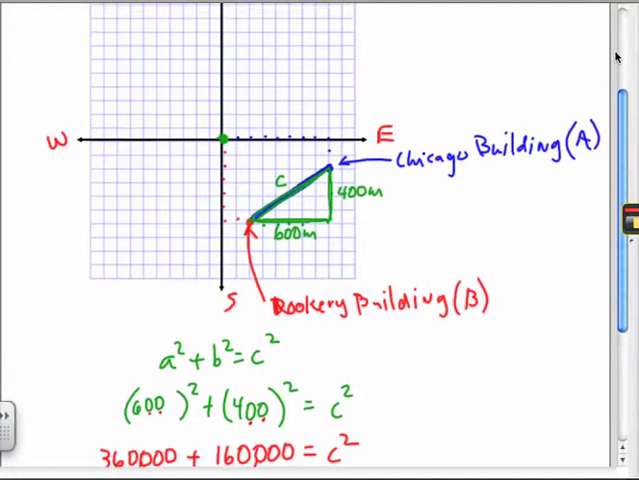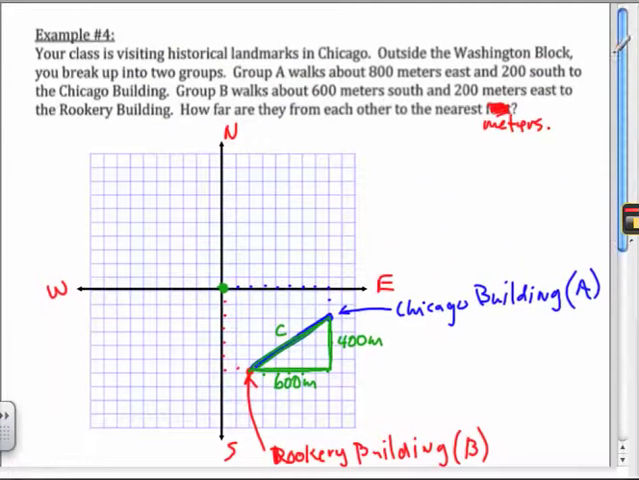So if I go back up to my graph, I know that they are 721 meters apart, but I have to walk 1,000 meters to get to them because I can't jump over people's fences.